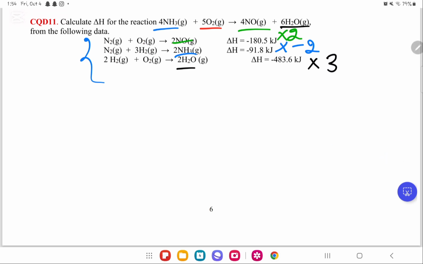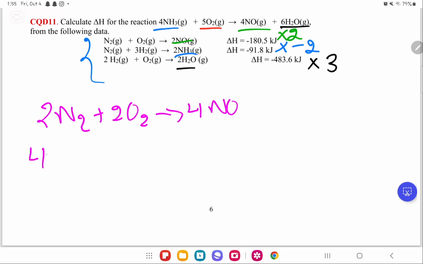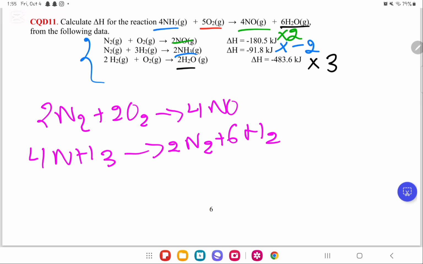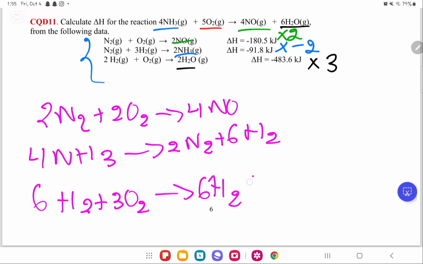Now, let us write all the equations. We're going to have 2N2 plus 2O2 gives us 4NO. Okay, then we're going to have 4NH3 gives us 2N2 plus 6H2. Okay, and then here we're going to have 6H2 plus 3O2 gives us 6H2O.